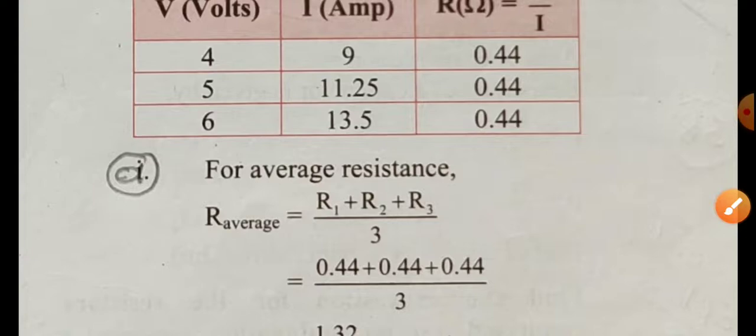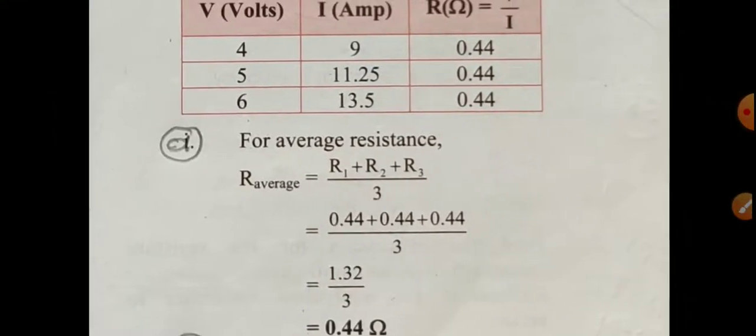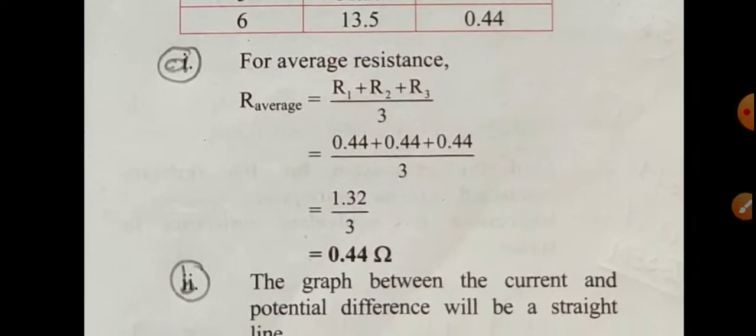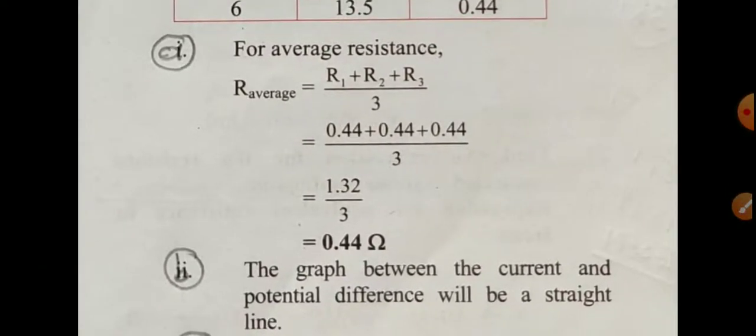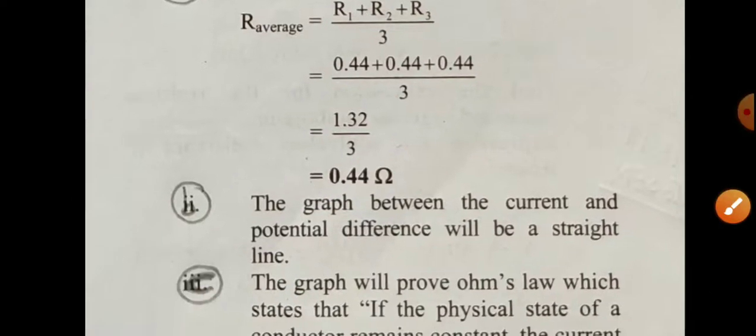So actually this question is related to the practical, that is related to Ohm's law. Clear? Now for average resistance, R average is equal to, how to find the average? R1 plus R2 plus R3 divided by 3. So we are getting the same value. Clear? I am making the addition, and at the last we again get the answer 0.44 ohm.